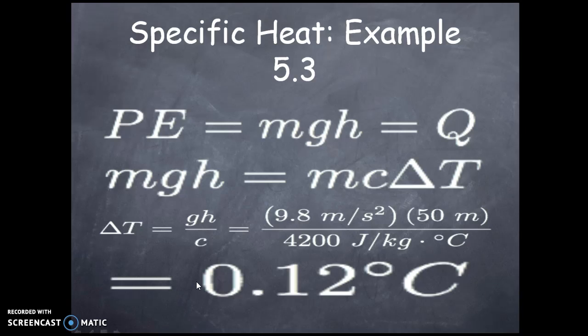So the temperature difference between the water which is at a height of 50 meters to the water which is falling down the 50 meters is nothing but 0.12 degrees Celsius.